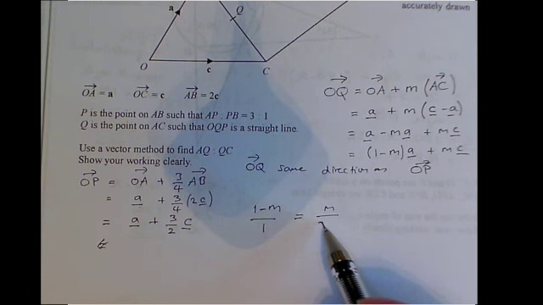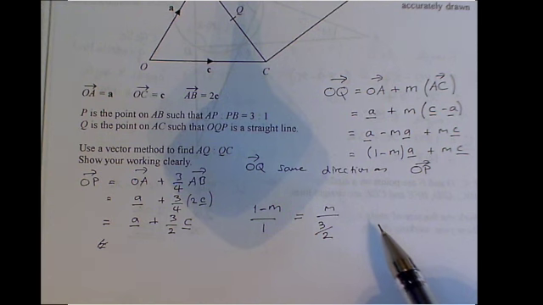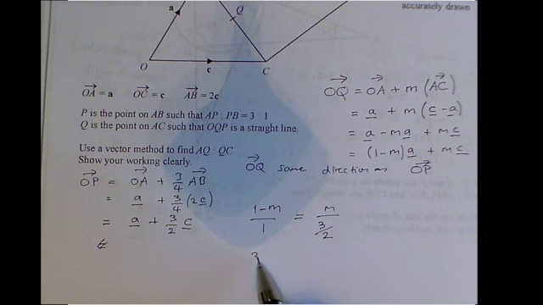Okay, and if I've got M, I can find OQ, and if I can find OQ, I should be able to do AQ and then QC. So I think we've broken the back of this problem.